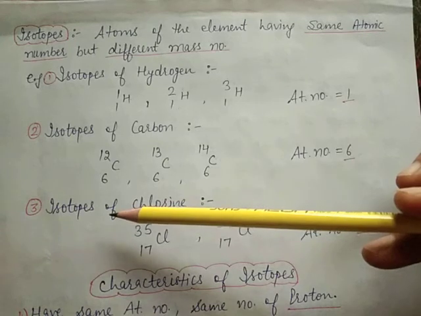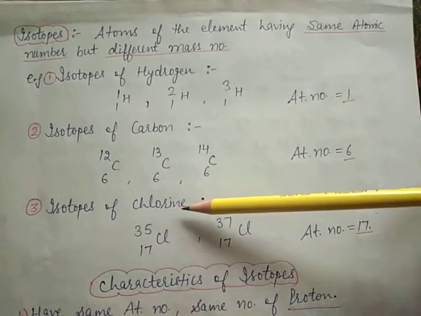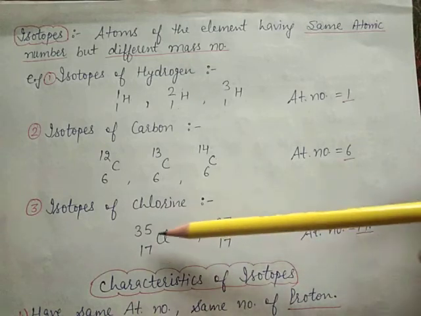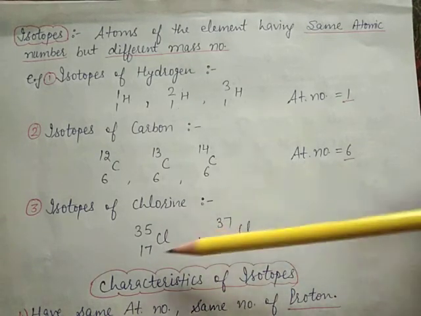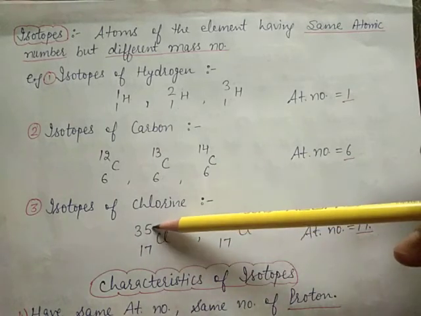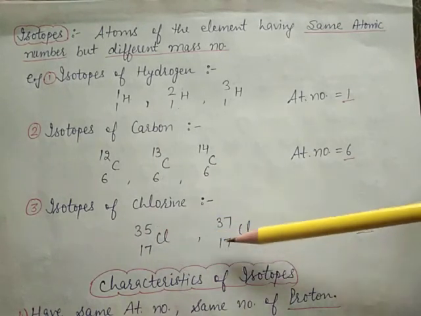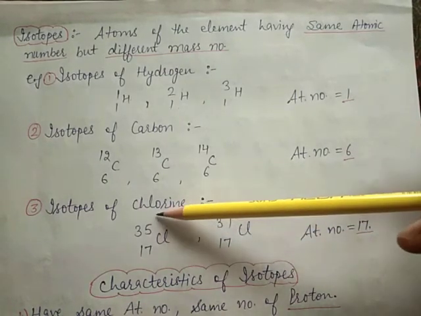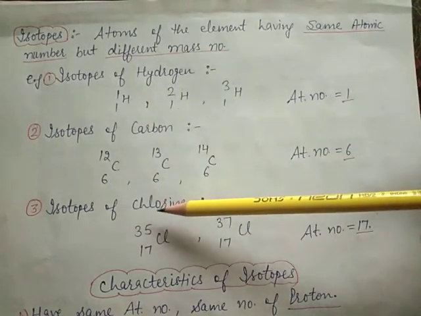Next, isotopes of chlorine. Here the atoms of the element, that is chlorine, are the same, and the atomic number is also the same, but the mass number is different. Atomic number is the same, equal to 17, but mass number is different. So this is also called the isotopes of chlorine.